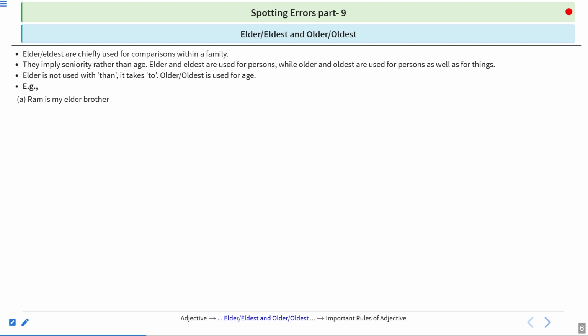Ram is my elder brother. So here we are talking about blood relation. Ram is my elder brother. This is the oldest college in our city. Here we are talking about age, the age of the college.